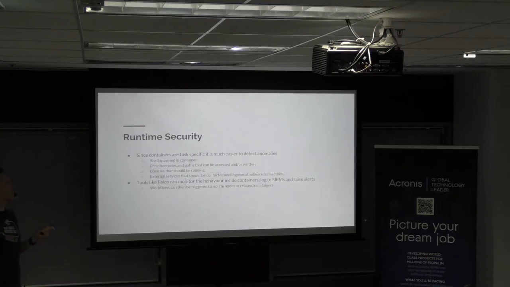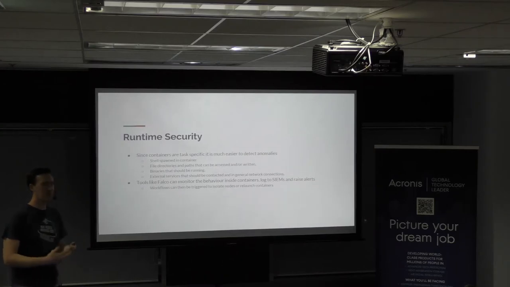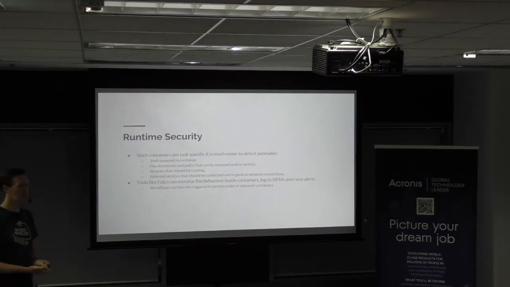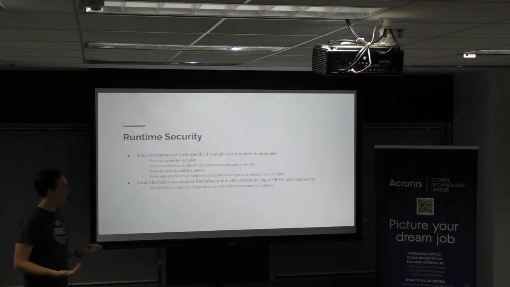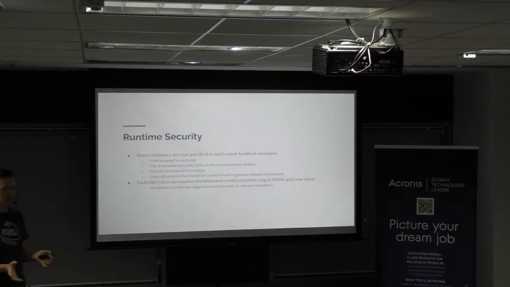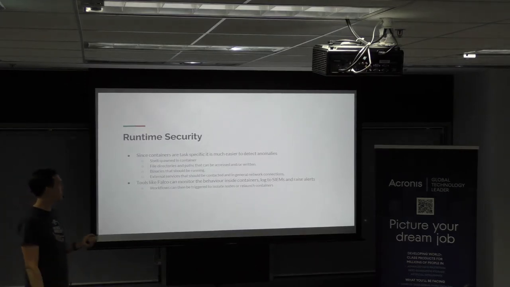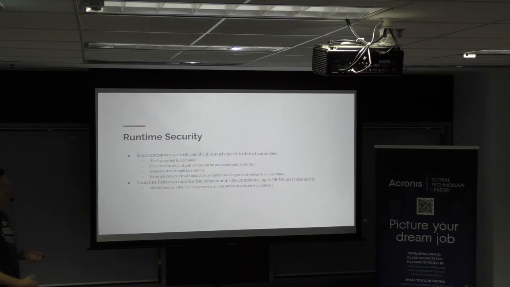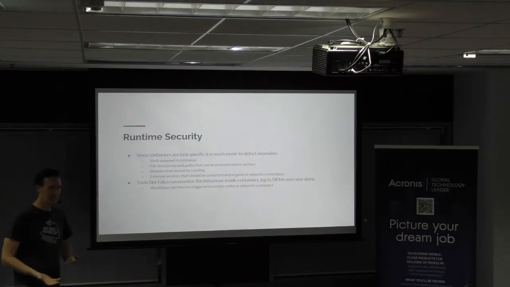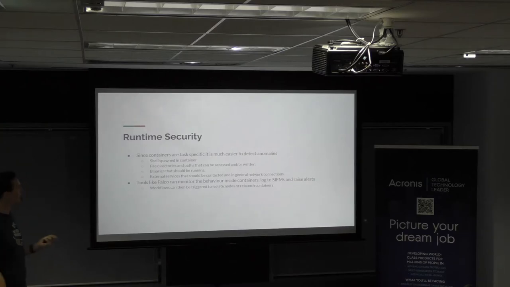And keeping track of things, say, like a shell being spawned in a container, or directories or paths that are being accessed or written. If you have an immutable image, you shouldn't actually be writing to the disk while you're running it. There are some cases, but these things are fairly scoped and contained. You know what's actually going on: binaries that should be running, we're launching only one process in a container. Anything else that's running shouldn't actually be there. And external services that should be contacted.